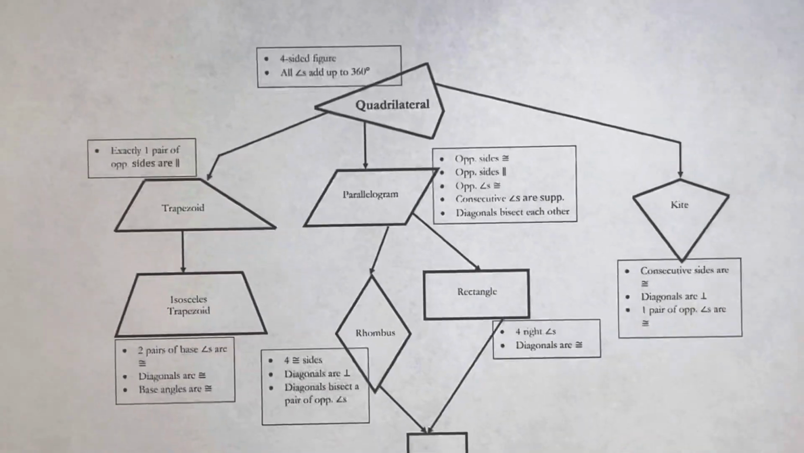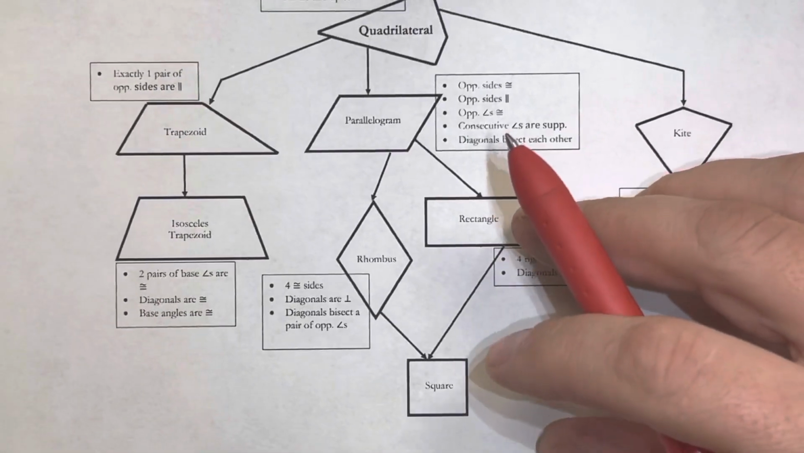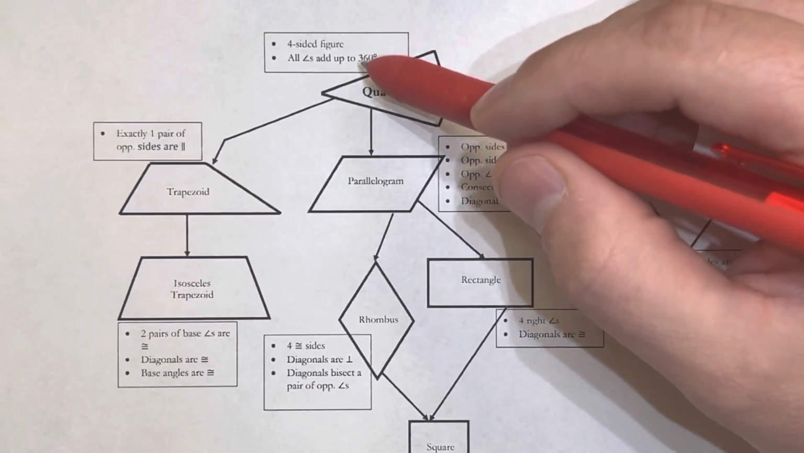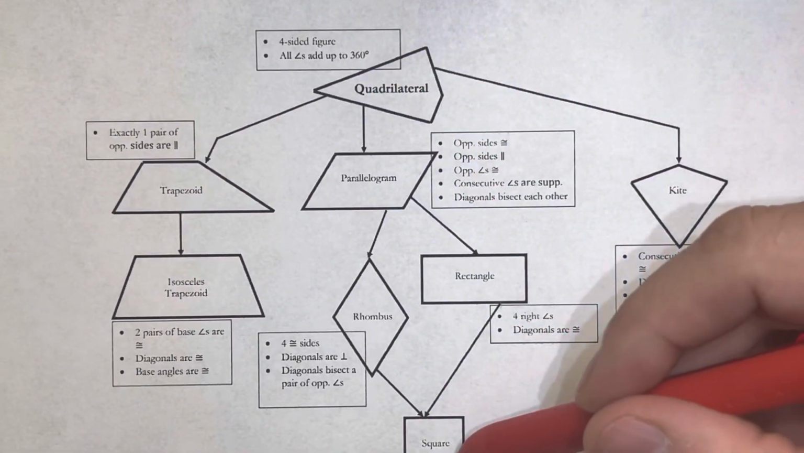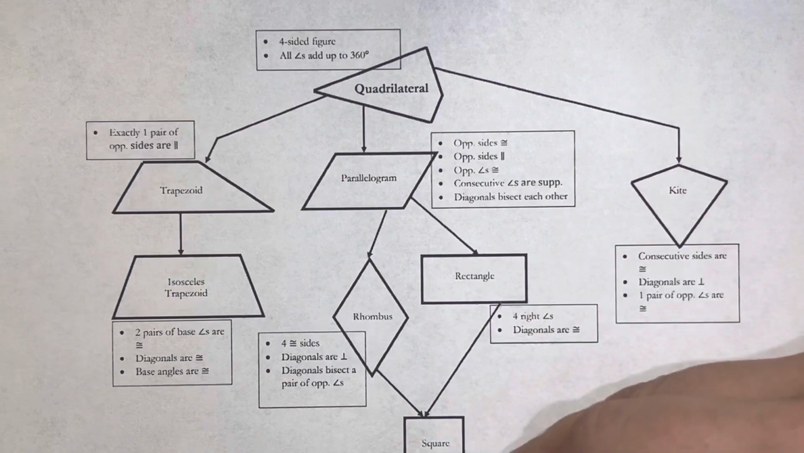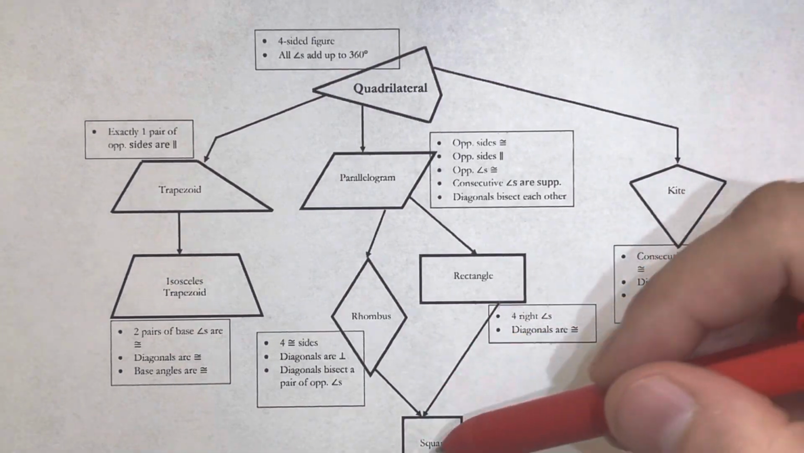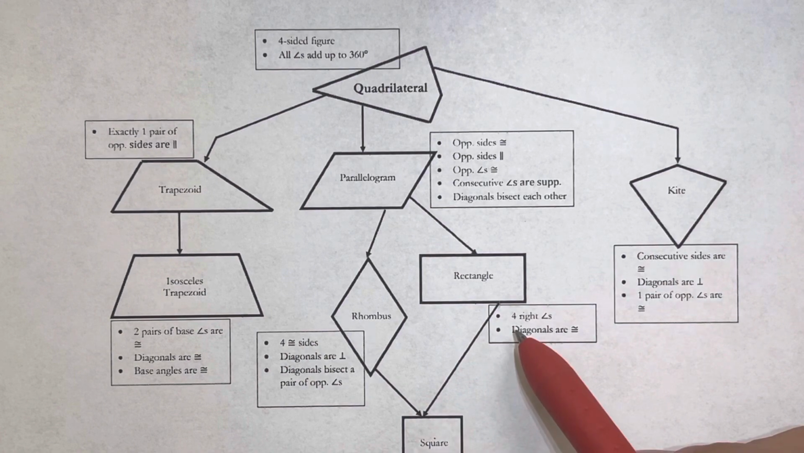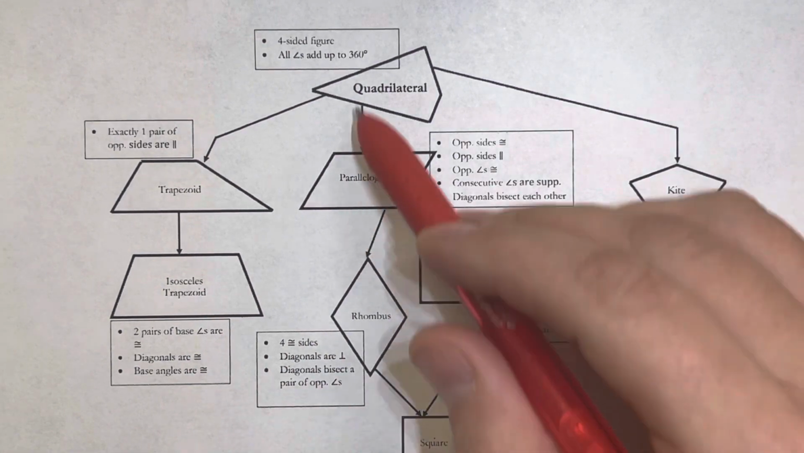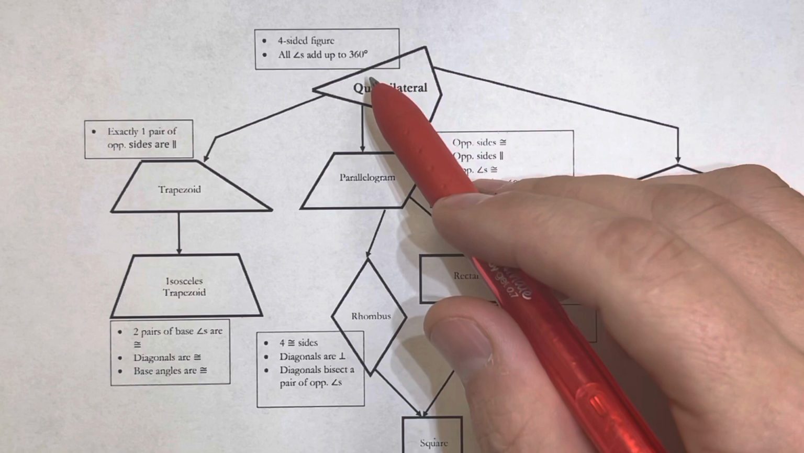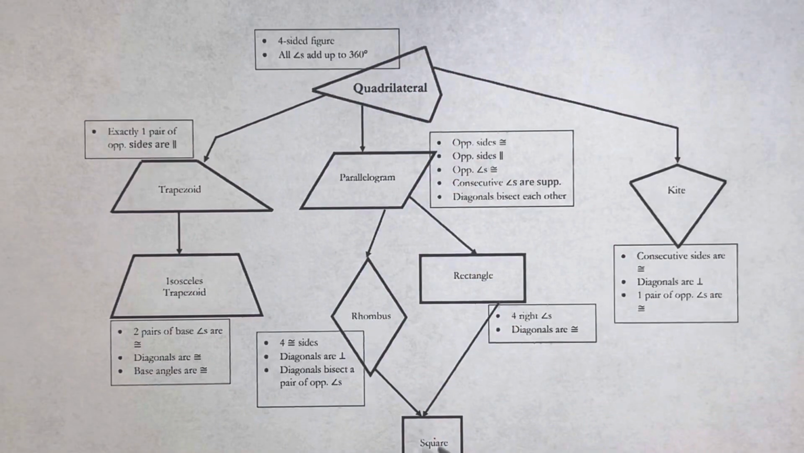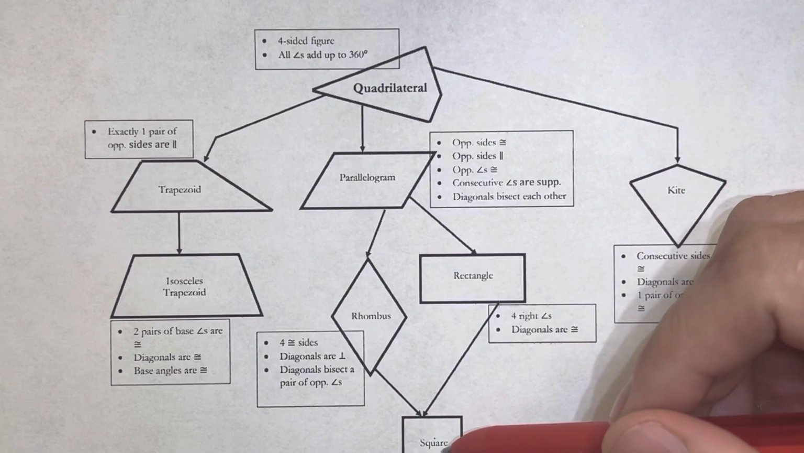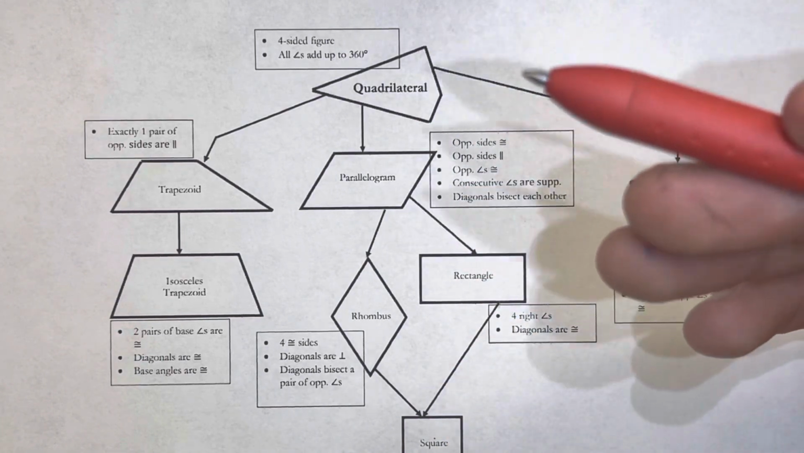All right, this flow chart kind of tells us we have quadrilaterals. It's a four-sided figure, and the only thing we know is that the angles add up to 360. At the bottom is a square, so that's the most specific quadrilateral. And if you work your way up, if the shape's a square, you know it's a rectangle, and you know it's a parallelogram, and you know it's a quadrilateral. However, I can't necessarily assume that as I work my way down. If it's a quadrilateral, it's not necessarily a square. It could be sometimes, but not always.